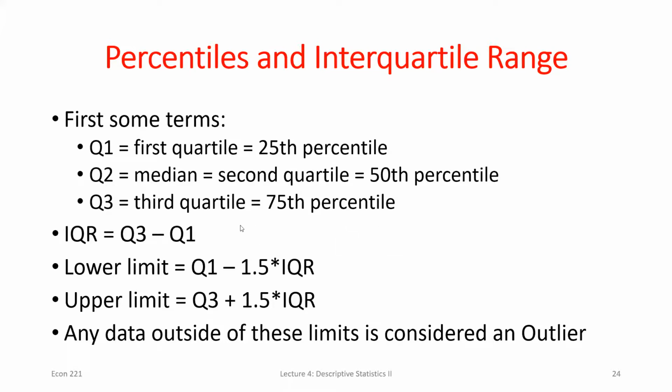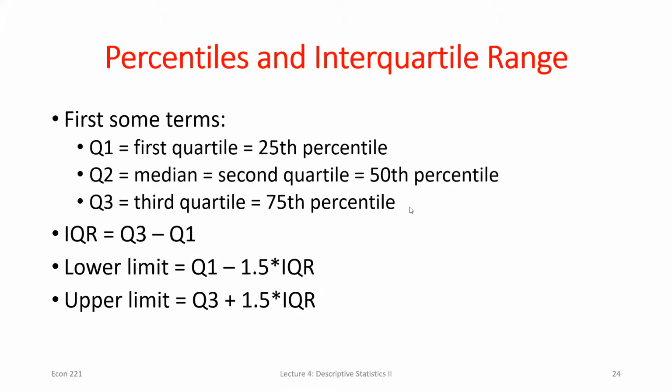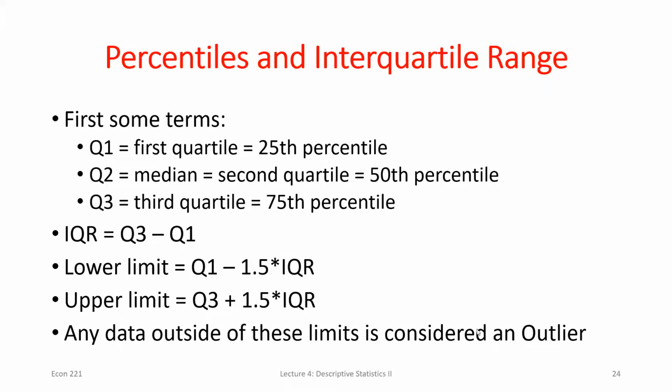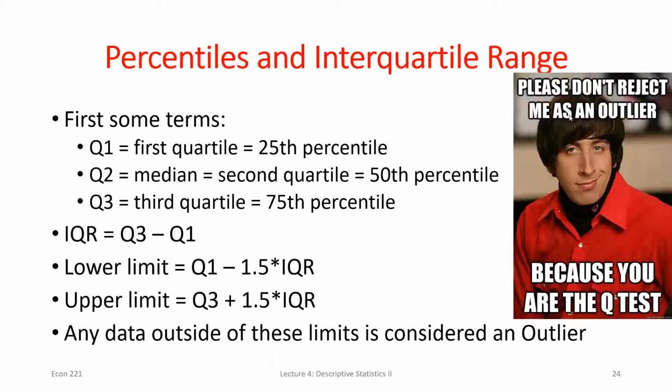So we've got this box and whisker plot, and then we have this test to determine if there's outliers. So please don't reject me as an outlier because you are the Q test. The Q test rejects outliers. I thought that was a somewhat clever meme, so I figured I'd throw it in here. So we can build these pretty easily, and this is still thinking about the distribution of the data set.